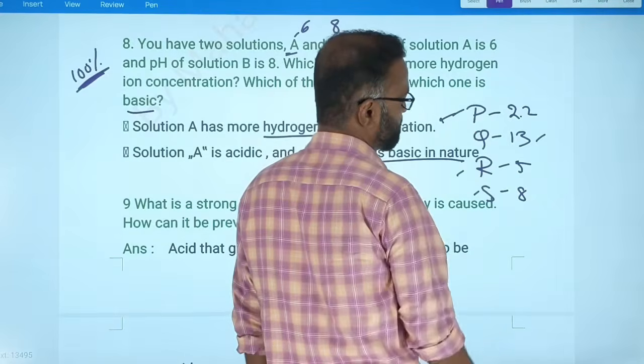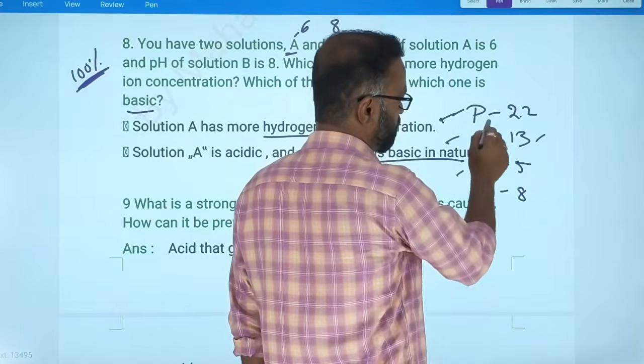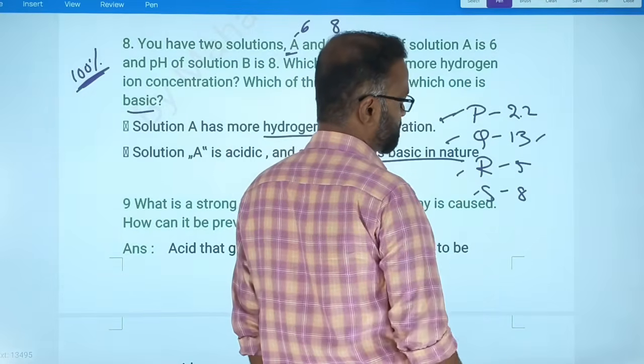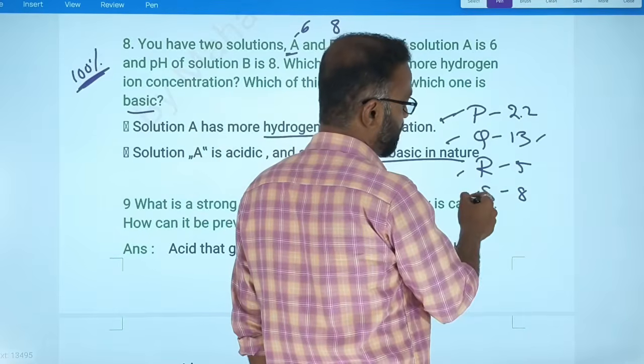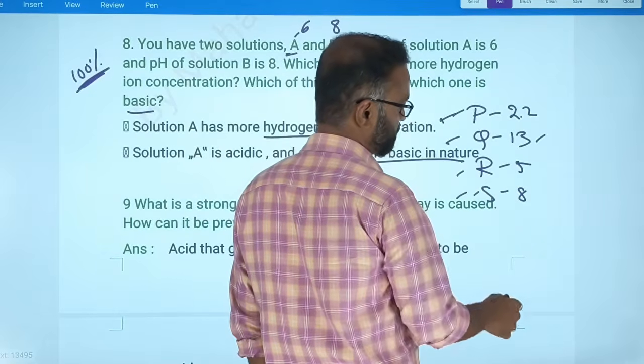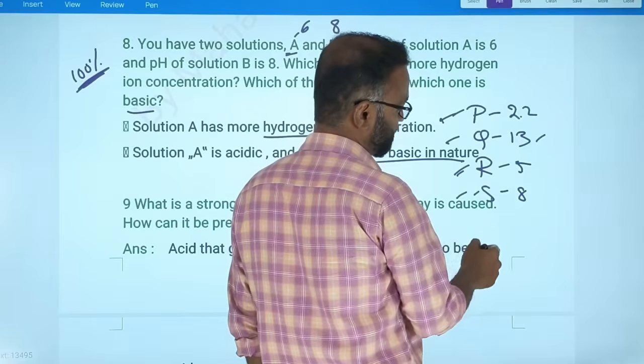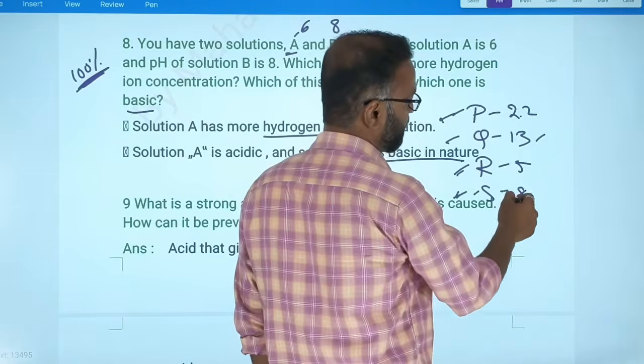Definitely P is a strong acid. Which is a strong base? Q is a strong base. Which is a weak acid? Sorry, R is a weak acid and S is a mild base.